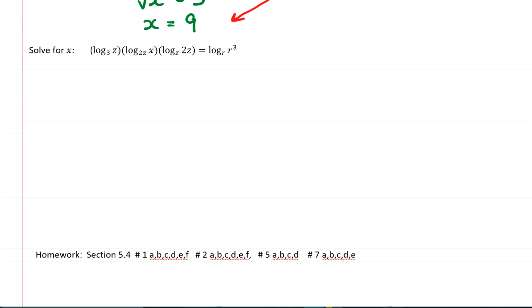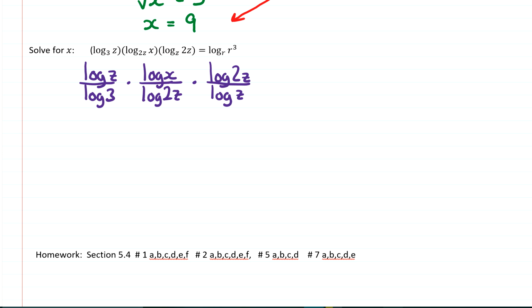And once again, you can use any base you want. I might choose base 10 here. Sometimes it's better to choose base 2 or base 3 if you see some common bases there. But I'm just going to go to base 10 and see what pops out here. So for our first expression, this would be log of z over top of log of 3. And we're multiplying that by log of x over log of 2z, and log of 2z all over log of z.